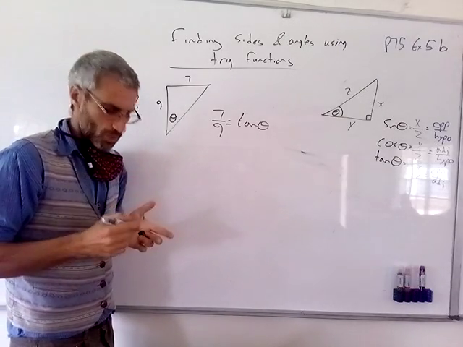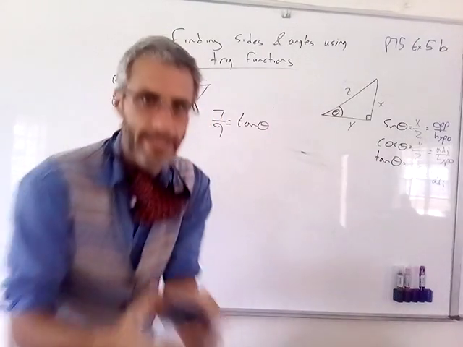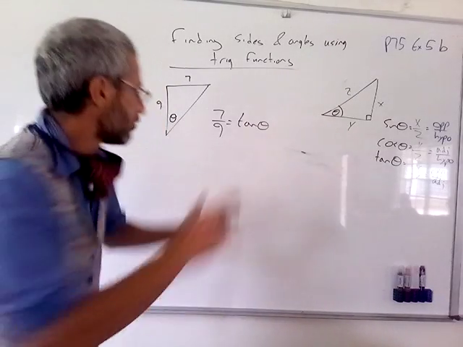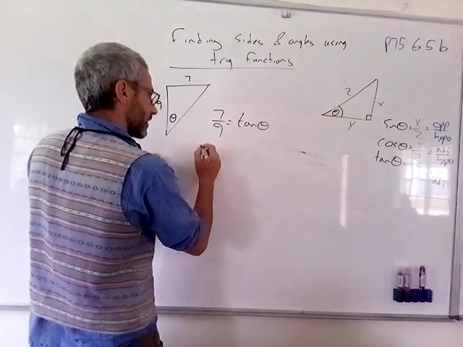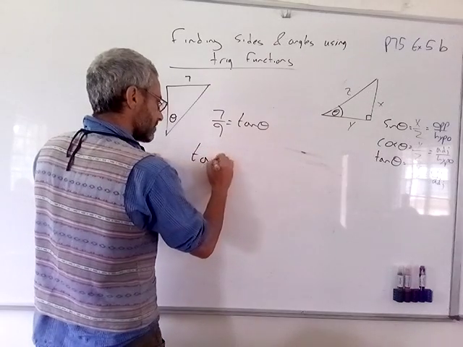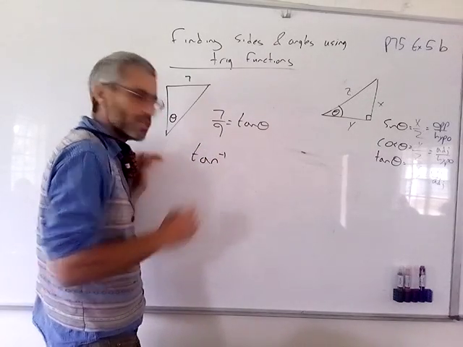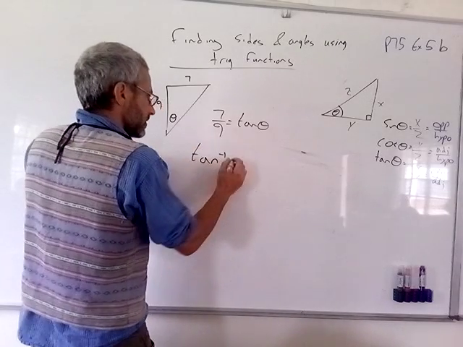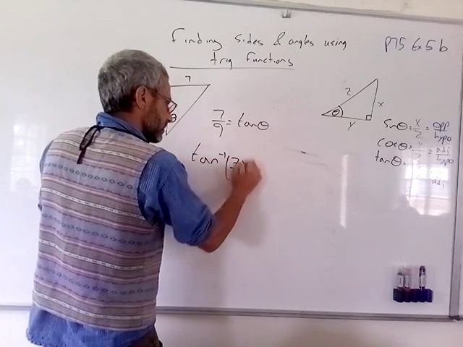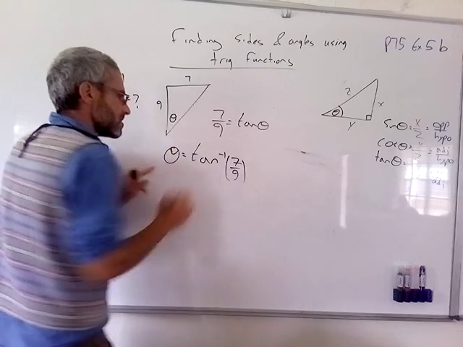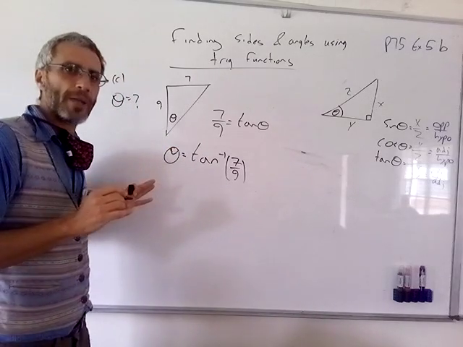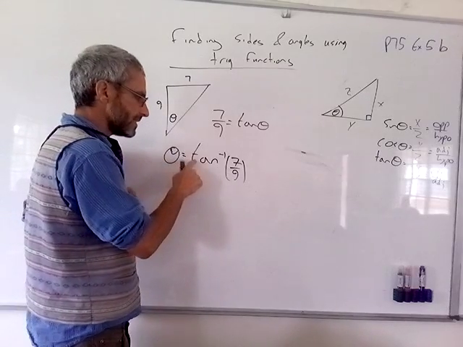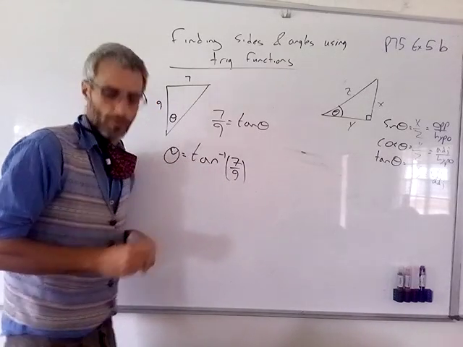So what you've got to do is first write it down like this, and then I'll get my calculator. You do tan minus 1 of 7 over 9. That's how you write it on your paper. So the theta that we're looking for is basically tan minus 1 of 7 over 9.